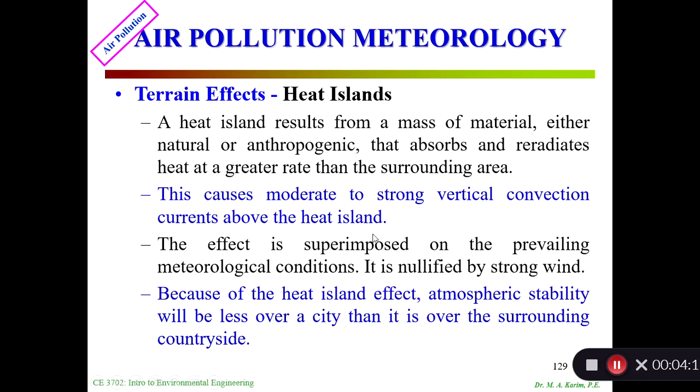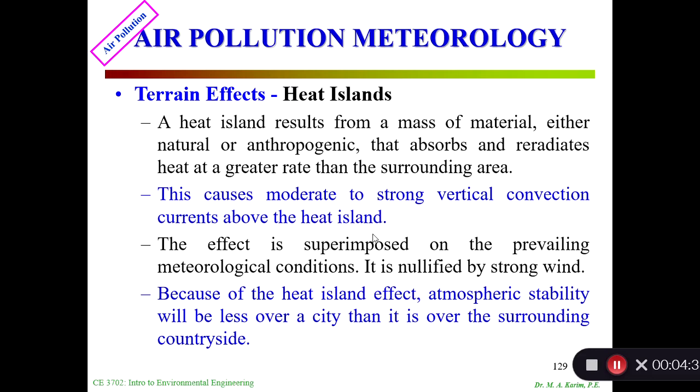So, terrain effects: heat islands. A heat island results from a mass of material, either natural or anthropogenic, that absorbs and radiates heat at a greater rate than the surrounding area. This causes moderate to strong vertical convection currents above the heat island. The effect is superimposed on the prevailing meteorological conditions.